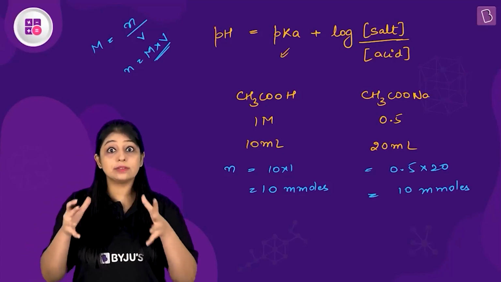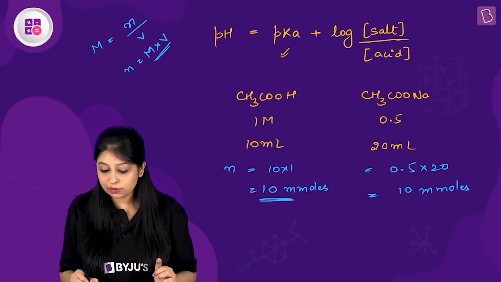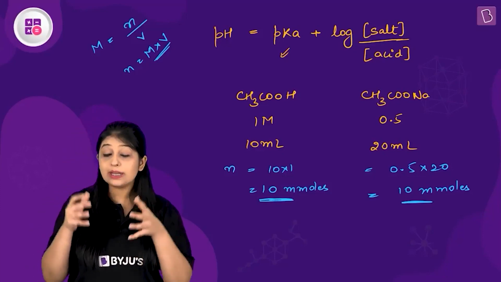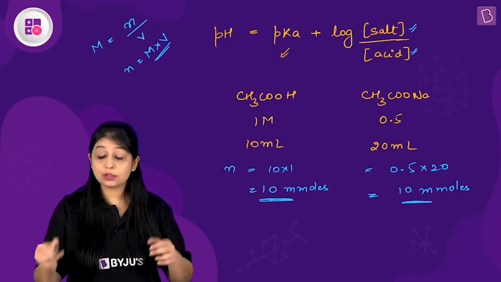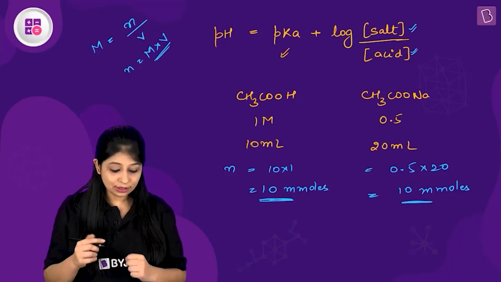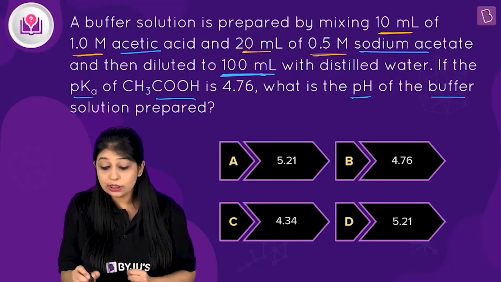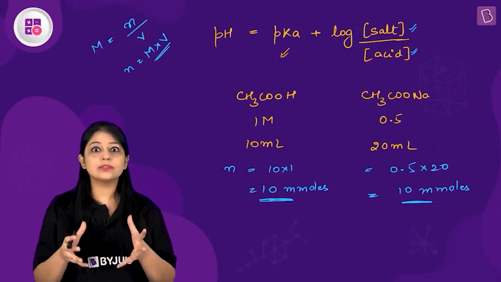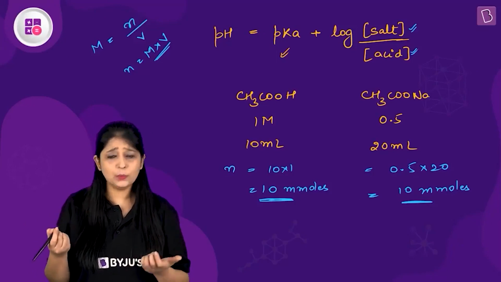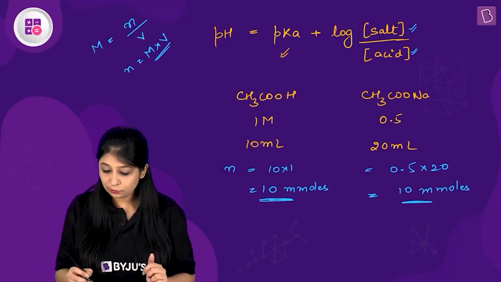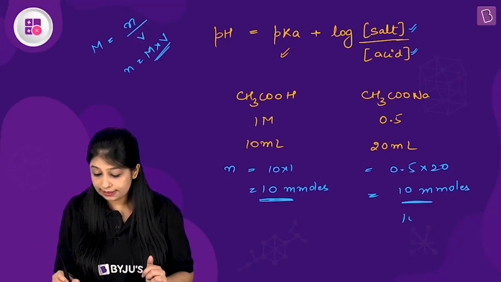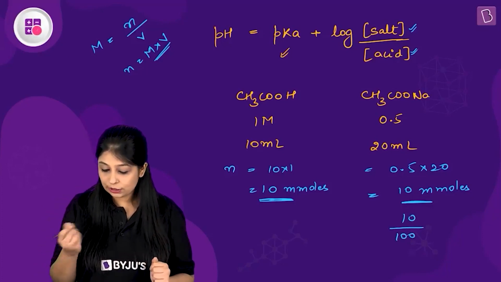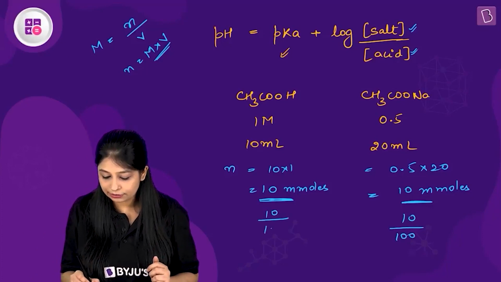So in the solution, when we have mixed them, the number of millimoles of CH3COOH, acetic acid, is 10, and the number of millimoles of CH3COONa is also 10. But what is the volume? Because we need the concentration, and concentration would be number of moles divided by volume. In the question, it has been given that the solution after mixing was diluted to 100 ml. So the total volume of the solution is 100 ml. Now we can easily calculate the concentration. The concentration of the salt will be 10 millimoles divided by 100. That is also in milliliters, so we are good here. Also for CH3COOH, it will be 10 divided by 100.